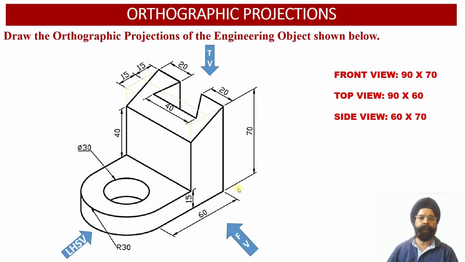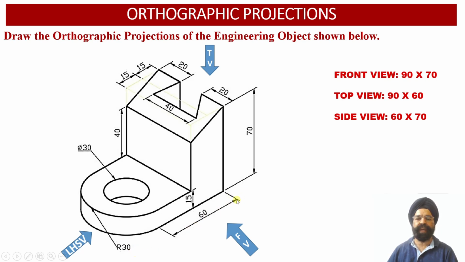In order to obtain the orthographic projections of this object, we are required to determine the dimensions of the front view face, the top view face and the left hand side view face of this engineering object. As we are going to look at the solid from the front view orientation, we observe that the width of the solid happens to be equal to 90 millimeter.